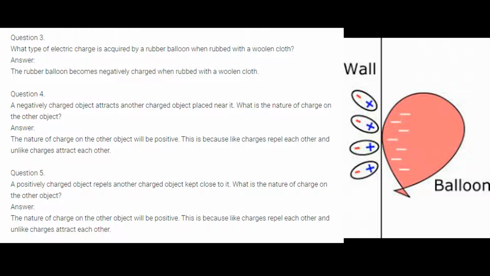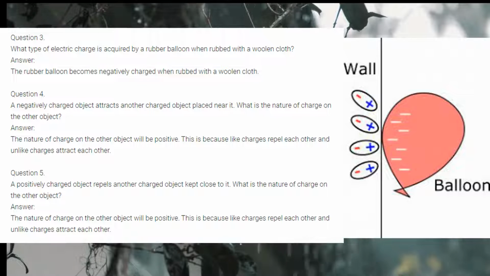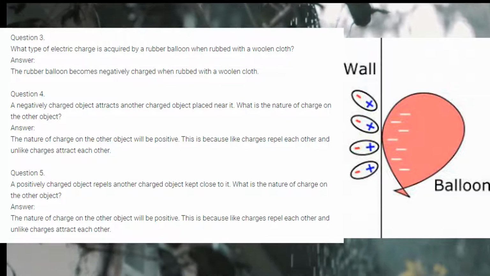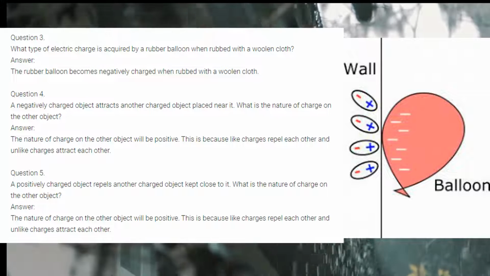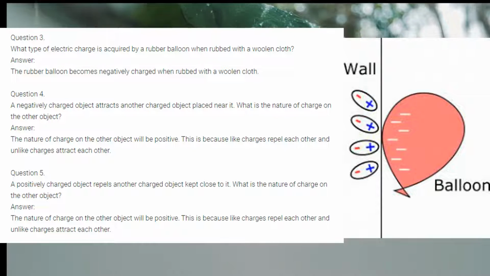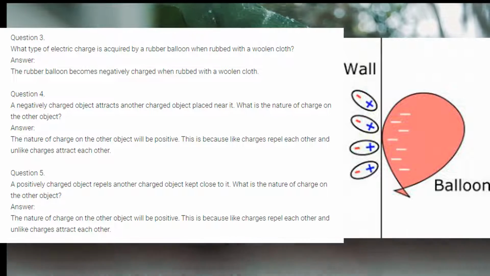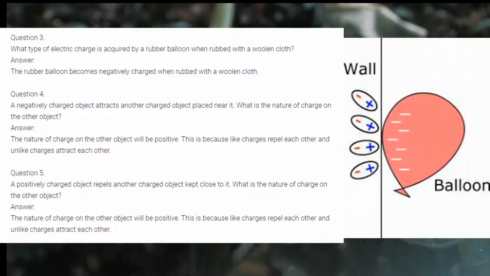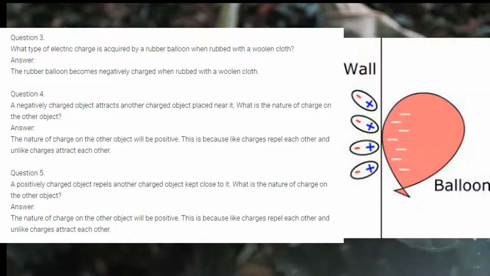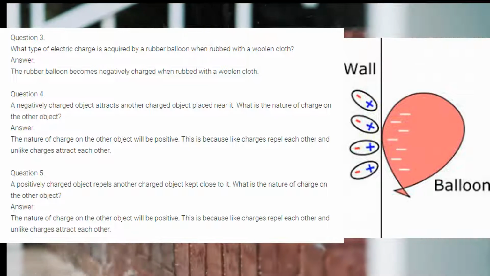Question 3. What type of electric charge is acquired by a rubber balloon when rubbed with a woolen cloth? Answer. The rubber balloon becomes negatively charged when rubbed with a woolen cloth. Question 4. A negatively charged object attracts another charged object placed near it. What is the nature of charge on the other object? Answer. The nature of charge on the other object will be positive. This is because like charges repel each other and unlike charges attract each other.